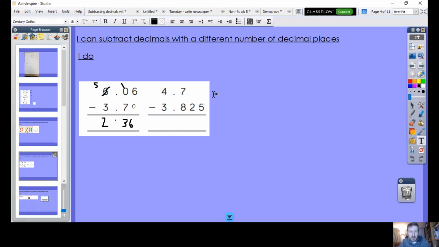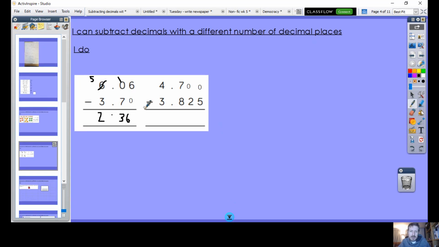All right, this time I've got 4.7, take away 3.825. Now, everything's lined up correctly, but I've got nothing above the thousandths and the hundredths because there aren't any in this number. And if there aren't any, we can put in the zeros to show that there aren't any. It means we've got the placeholders there to help us complete our subtraction, because then I've got no thousandths, take away 5 thousandths, and I'm not going to be able to do that without exchanging across.